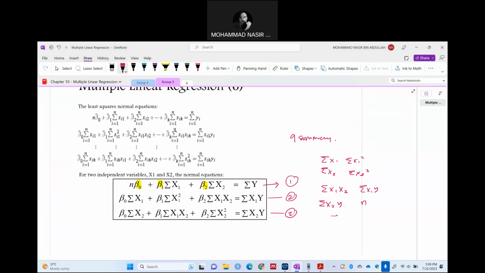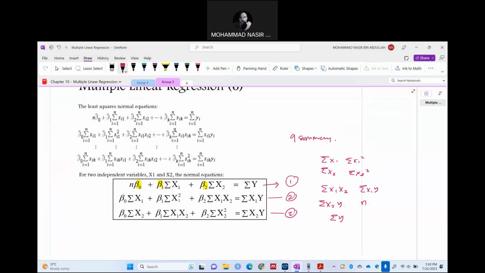And then last is summation of y. And another one is... altogether should be 9: 1, 2, 3, 4, 5, 6, 7, 8. So by using this equation, we're going to solve simultaneously to get beta naught, beta 1, and beta 2, right?